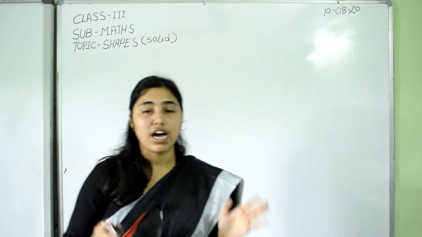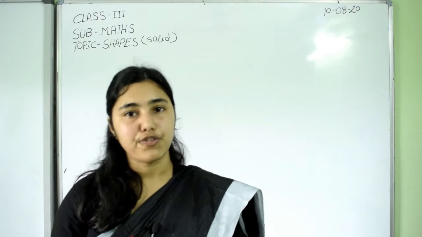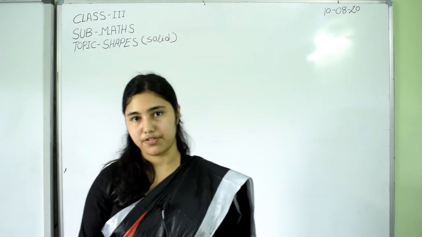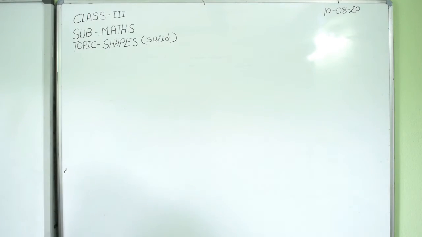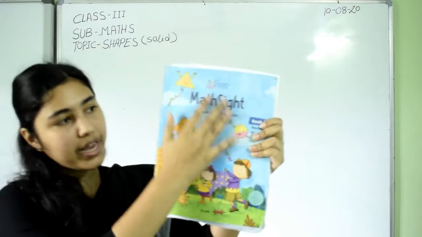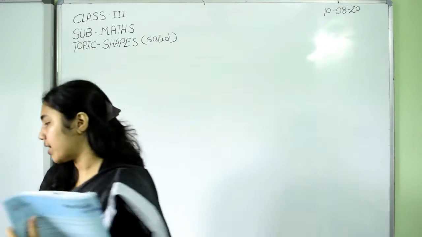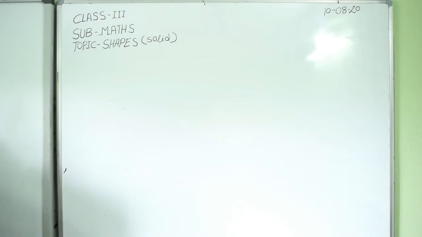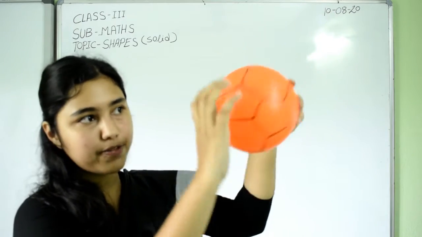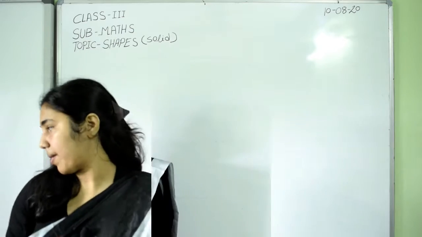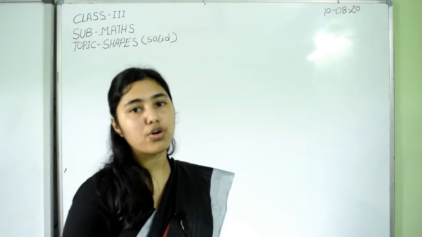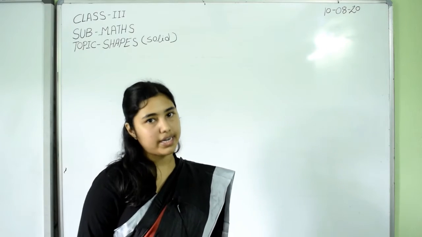Now surfaces are of two types. First one is plain surface and the second one is curved surface. Now here this book has a plain surface, right? But if we consider this ball, it has a curved surface. Okay? So now we will study about the shapes of solids we see in our daily life.